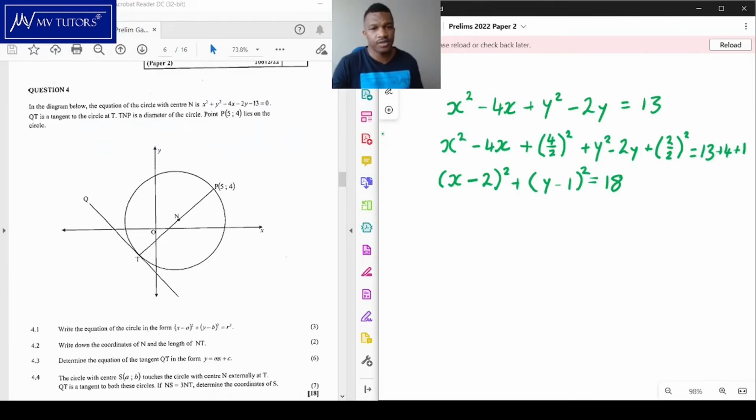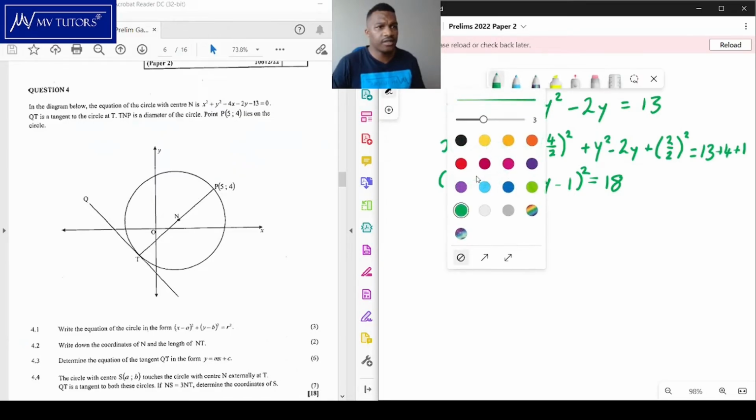Okay, so let's go now for 4.2. It says write down the coordinates of N and the length of NT. 2 marks. Yo, for so much work. Wow. Okay, let's change the color. Let's go black this time.